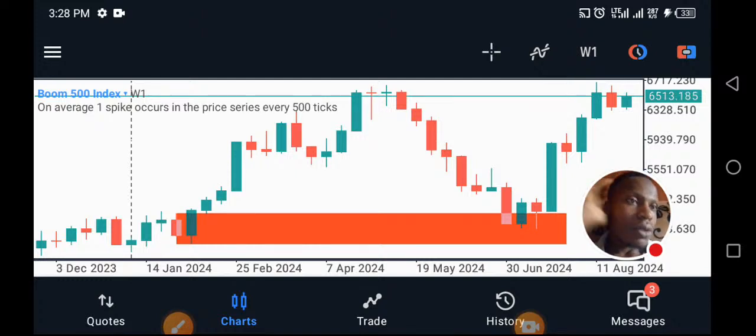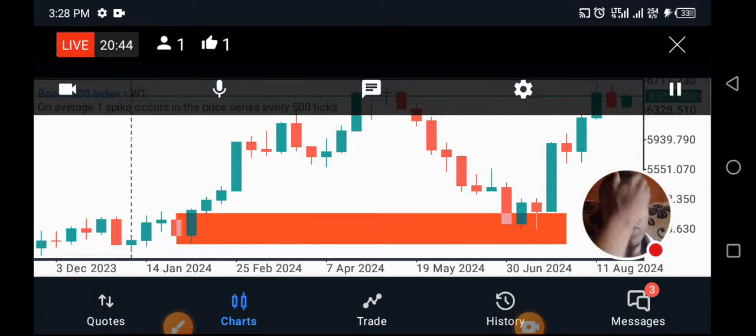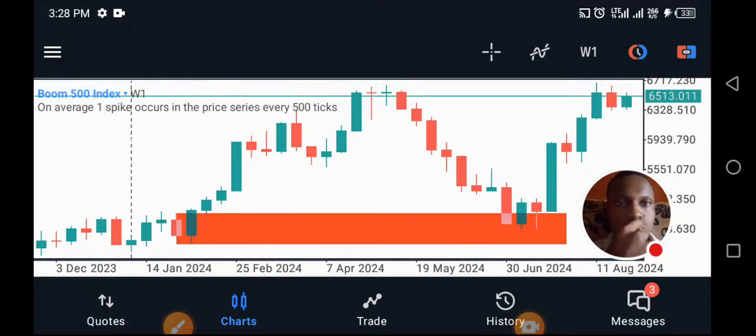How do we make use of this order block on our charts? How do we make use of it? That's what we want to look at now. Okay, before we explain how to make use of this order block on our charts, what we are going to do now is to know how to draw out this zone. Okay, we must know how to draw out this zone.